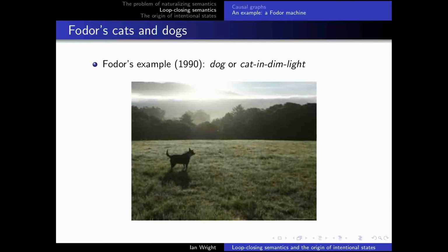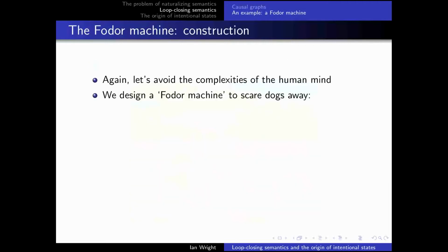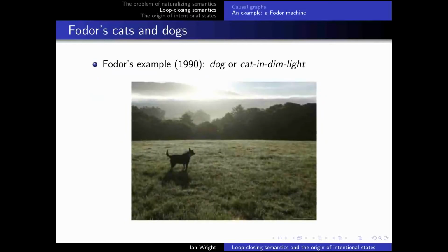Now, according to naive theory IS, the symbol dog refers both to dog and cat in dim light because both these features of the world reliably cause it. In fact, many other things could be part of the symbol's extension, including cardboard dog. So I'll use Fodor's example to help explain the meaning of a manipulable feature.